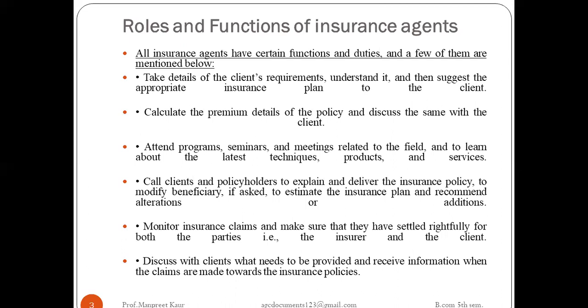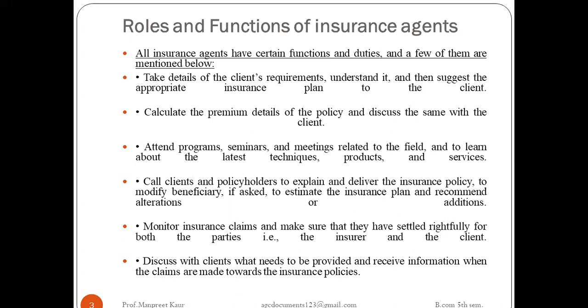So the calculation of premium, the detail of premium, and the discussion of the amount of premium paid by the client are all information also provided by the insurance agents to the clients.